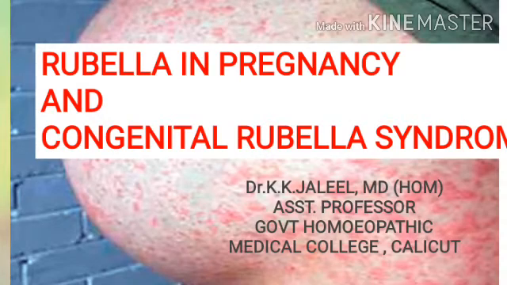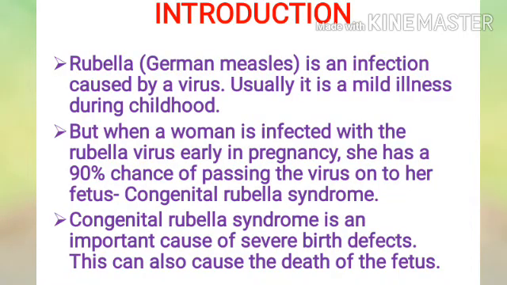Our today's topic is rubella in pregnancy and congenital rubella syndrome. You may have learned about rubella in your medicine classes. What is rubella infection? The word meaning of rubella is little redness. The disease is otherwise known as German measles. Generally, it is an infection caused by a virus. Usually, it is a mild illness during childhood, and most of the time it is asymptomatic.